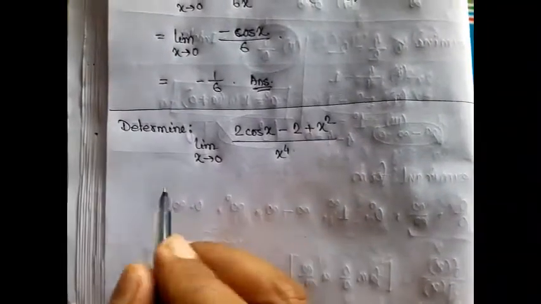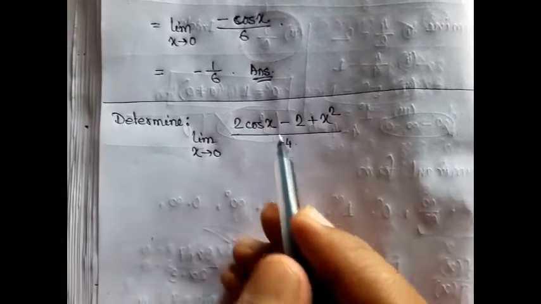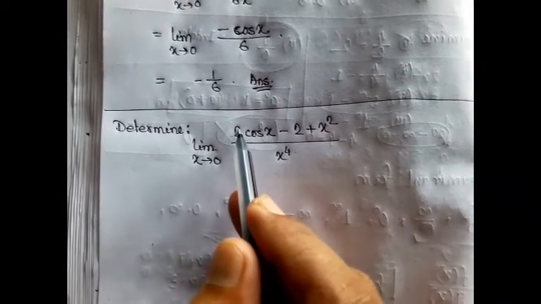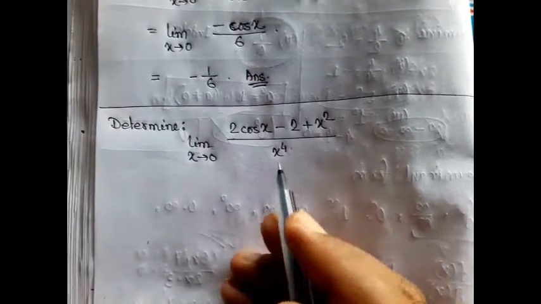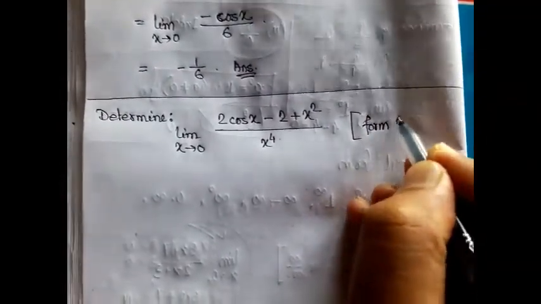Next I will solve this problem. See, your first target is to put x equals to 0 in numerator and denominator. So cos 0 means 1, that means this will be 2, 2 minus 2 is 0, 0 plus 0, that means numerator 0 and denominator 0. So this is the form 0 by 0.